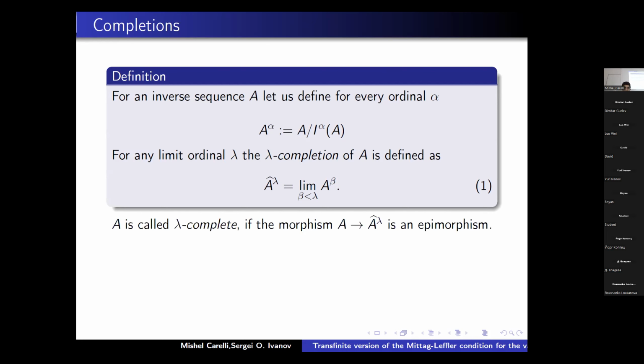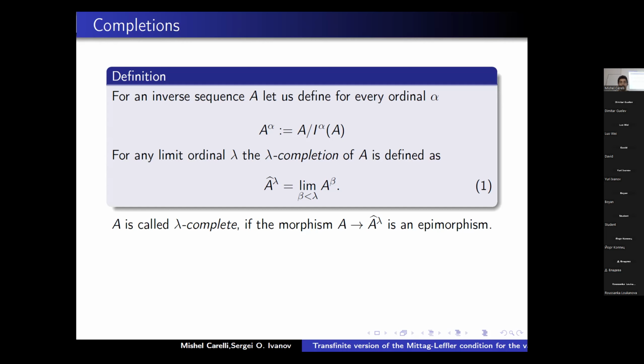Okay, and here we can say that A is lambda complete if the natural morphism from A to its lambda completion is an epimorphism. What does it mean? Basically, it means that a member of the lambda completion is just a sequence of elements of length lambda, each an element of A beta, and these elements are consistent in the sense that they can try to represent some element from A.